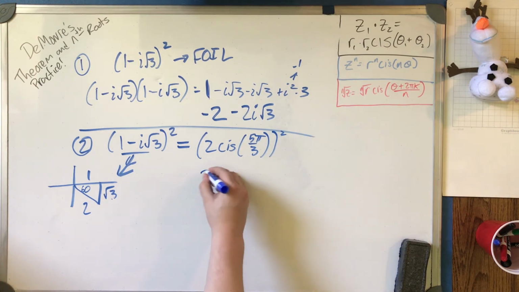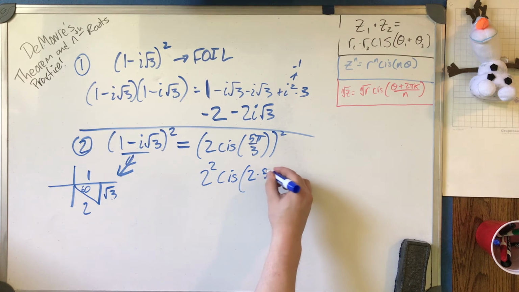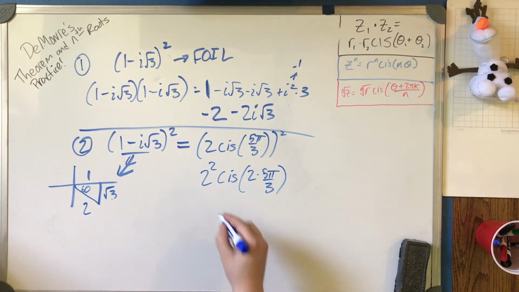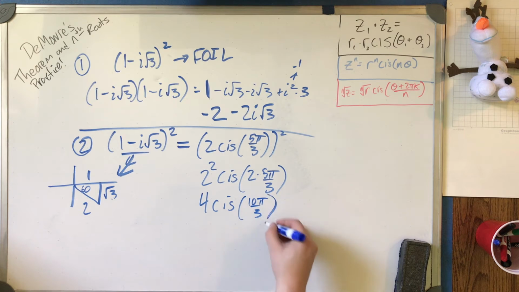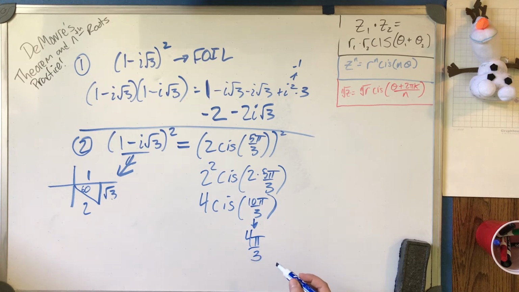Following the formula here, I'm just going to do 2 squared cis, 2 times 5 pi over 3. And let's see, what does this give us? That's 4 cis, and this ends up being 10 pi over 3. And 10 pi over 3, that's coterminal with, let's see, 6 pi, so 4 pi over 3.